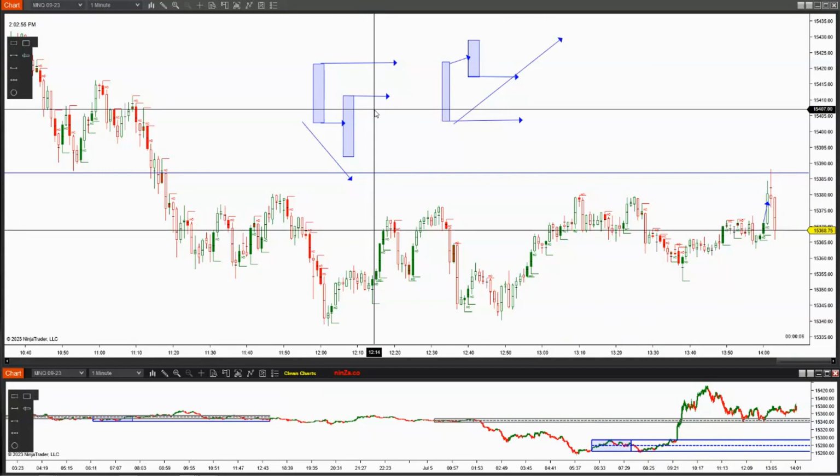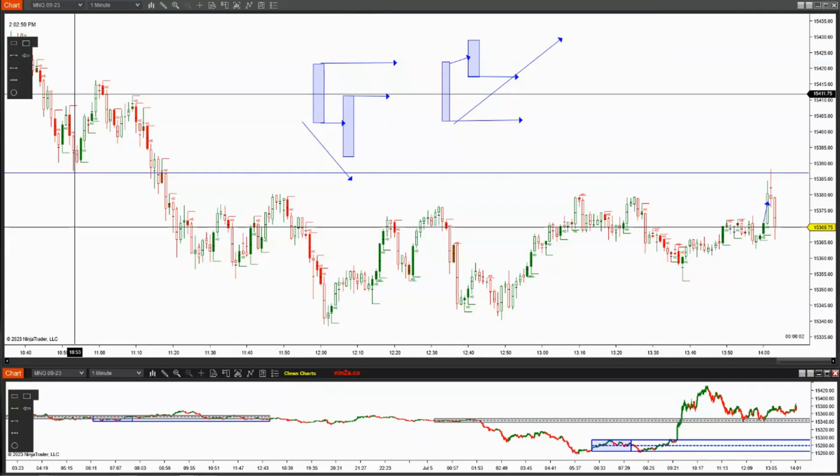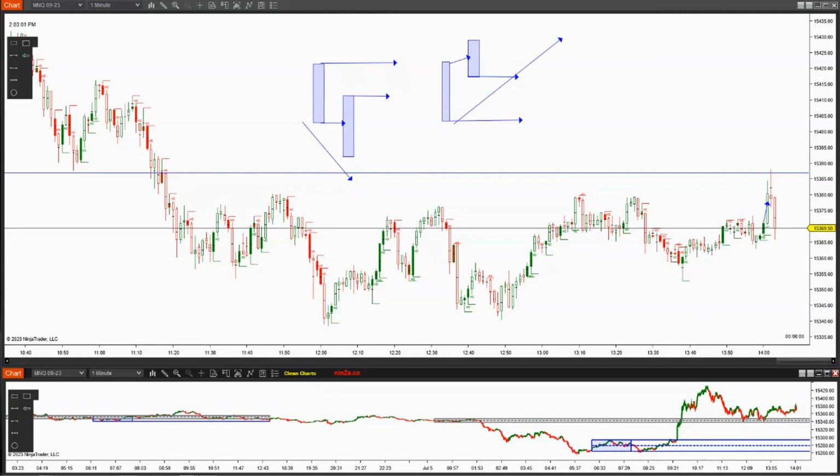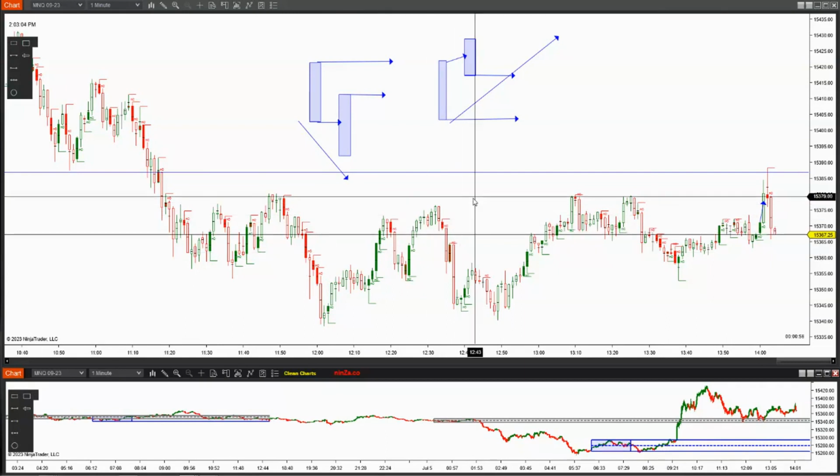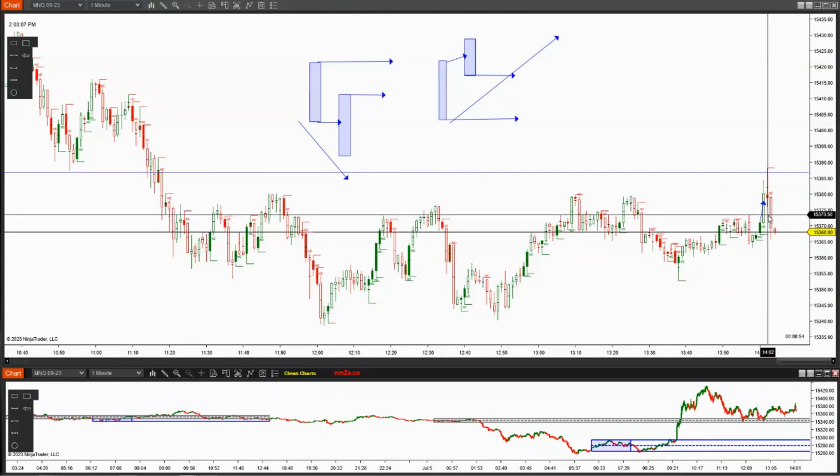But again, I want to put it in front of you that even when it comes to the news, it doesn't matter at all. If it's going to go, it's going to go. All right, so there's the setup for the short side.